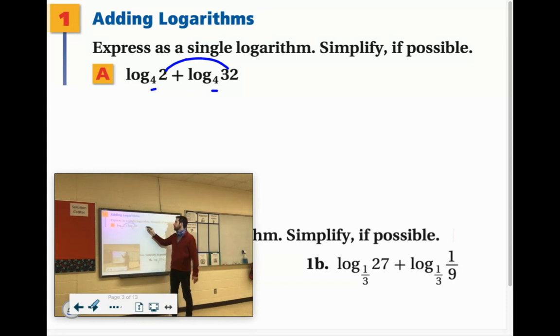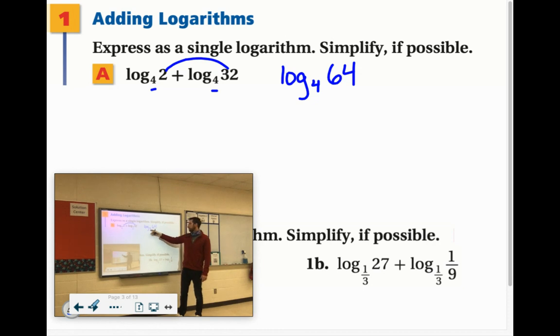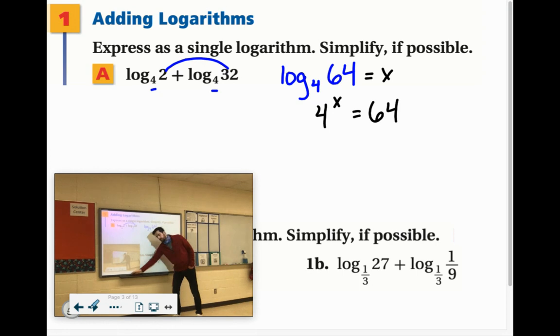So like 4 times 32, or sorry, 2 times 32 would be 64. So it should be the same as log base 4 of 64, which if we then turn that into an equation, it would be 4 to the x power equals 64, which 64 is 4 to the third power. And then we'd have x equals 3.